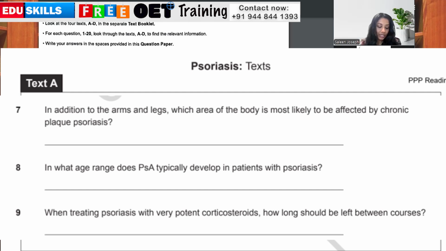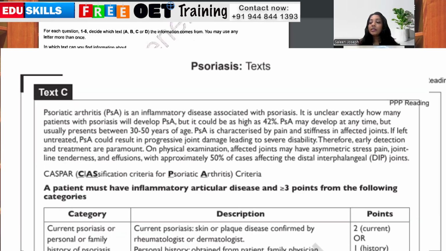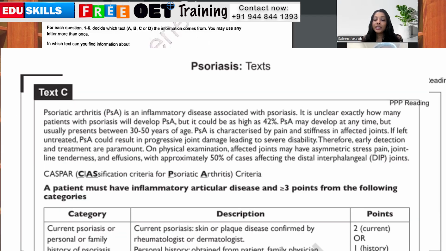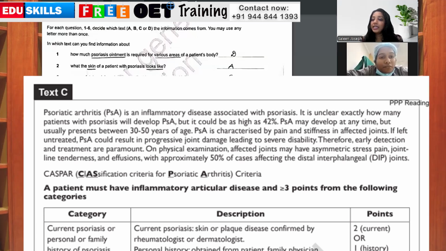In what age range does PSA typically develop in patients with psoriasis? They are just asking the age group. Text A. 30 to 50 years. When they ask for an age range, definitely that will be a number, right? Even if you don't know which text it is from, you can just search for some range of numbers. So the answer is 30 to 50.